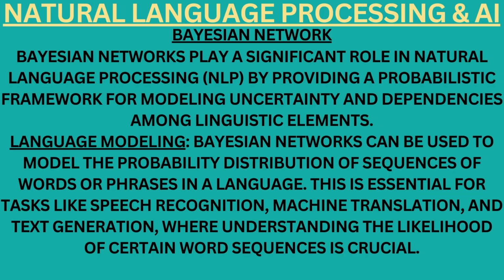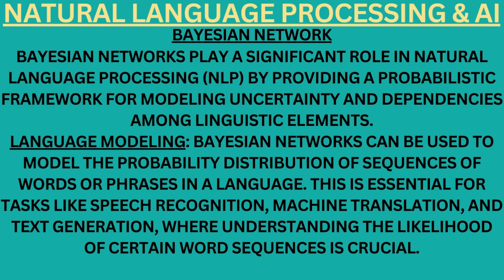Bayesian network. Bayesian network plays a significant role in natural language processing by providing a probabilistic framework for modeling uncertainty and dependencies among linguistic elements. Language modeling. Bayesian networks can be used to model the probability distribution of sequences of words or phrases in a language.